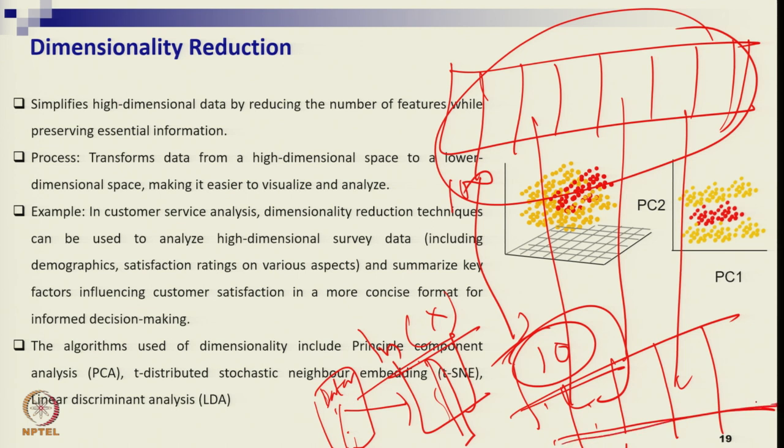You take this data. Because it is easy, it has been reduced in dimension, and this does not reduce the generality of the original data. That is the advantage of dimensional reduction.